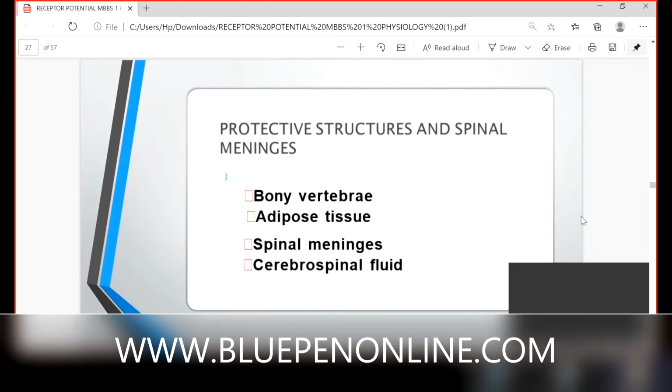The protective structures of the spinal cord, as you all know, are mainly the vertebrae. Then there will be adipose tissues, then the spinal meninges and the cerebrospinal fluid. These are the ones which help in the protective function of the spinal cord.